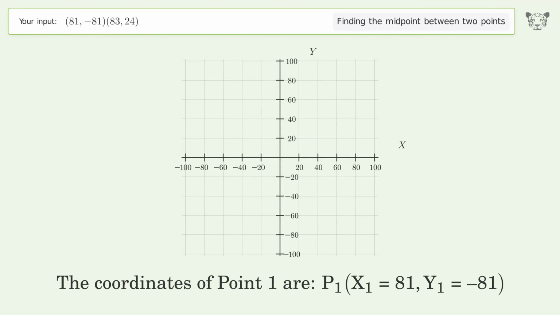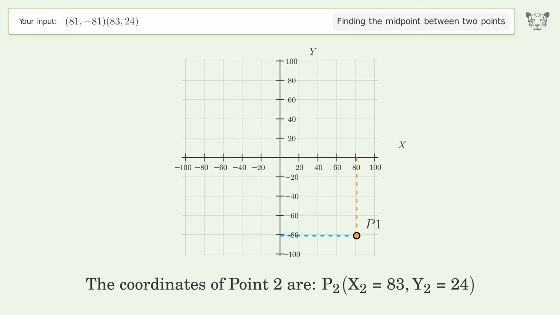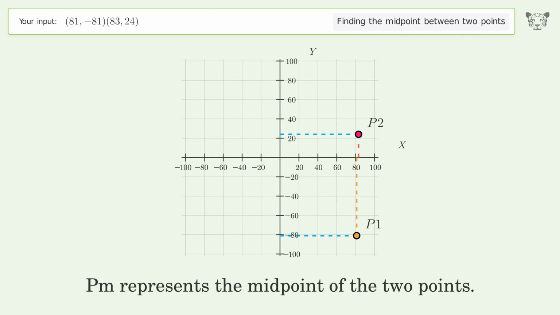The coordinates of point 1 are, x1 equals 81, y1 equals negative 81. The coordinates of point 2 are, x2 equals 83, y2 equals 24. PM represents the midpoint of the 2 points.